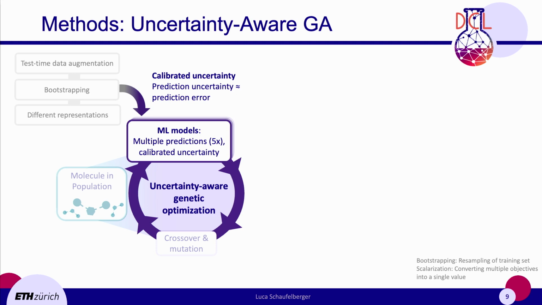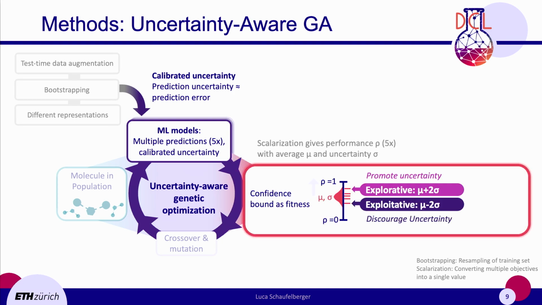So this means that the prediction uncertainty, the standard deviation which we get from these multiple predictions, corresponds to the prediction error on our search space. So if we have large uncertainty, our molecules are likely to also have a larger error. And then we modify the fitness determination of our genetic algorithm.